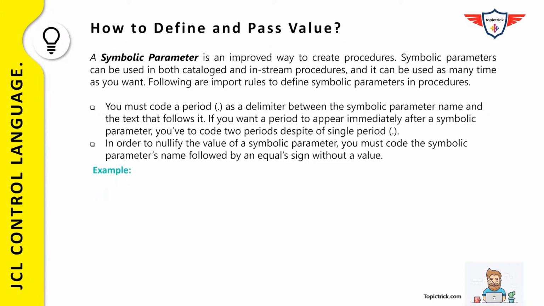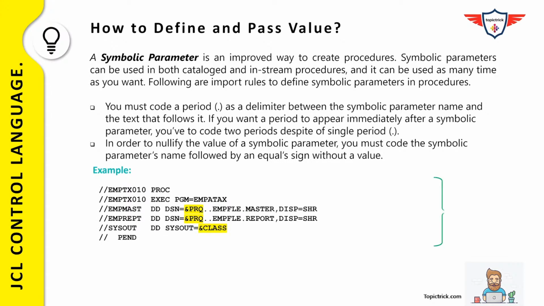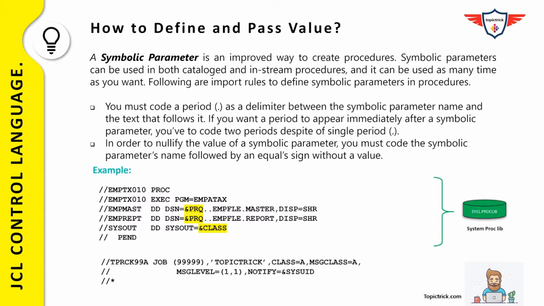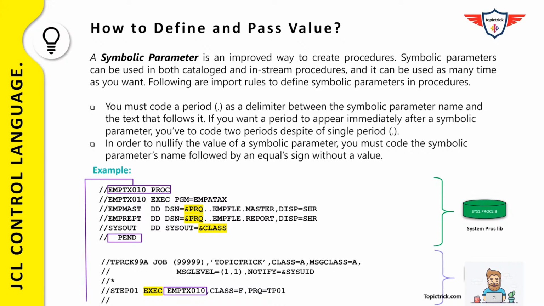The following example illustrates how to use symbolic parameters in your catalog or in-stream procedure. In this example, we have a catalog procedure which is stored in the system library, SYS1.PROCLIB, and the catalog procedure name is EMPTX010. The proc is using two datasets. The first one is the employee master with a DD name of EMPMAST, and the second one is the employee report, with a DD name EMPREPT.